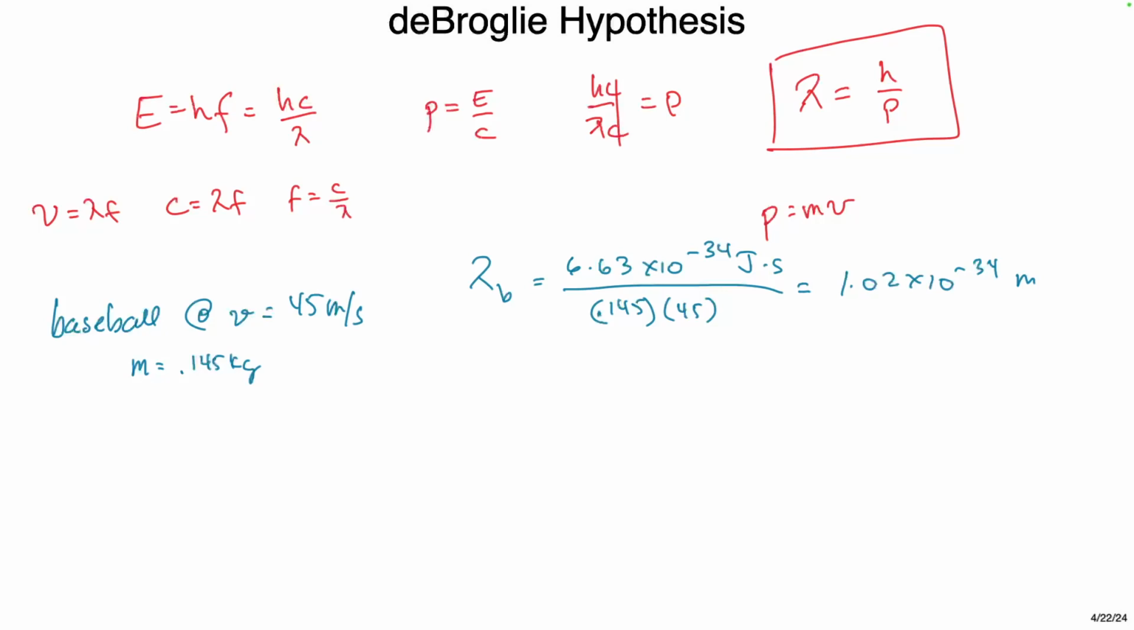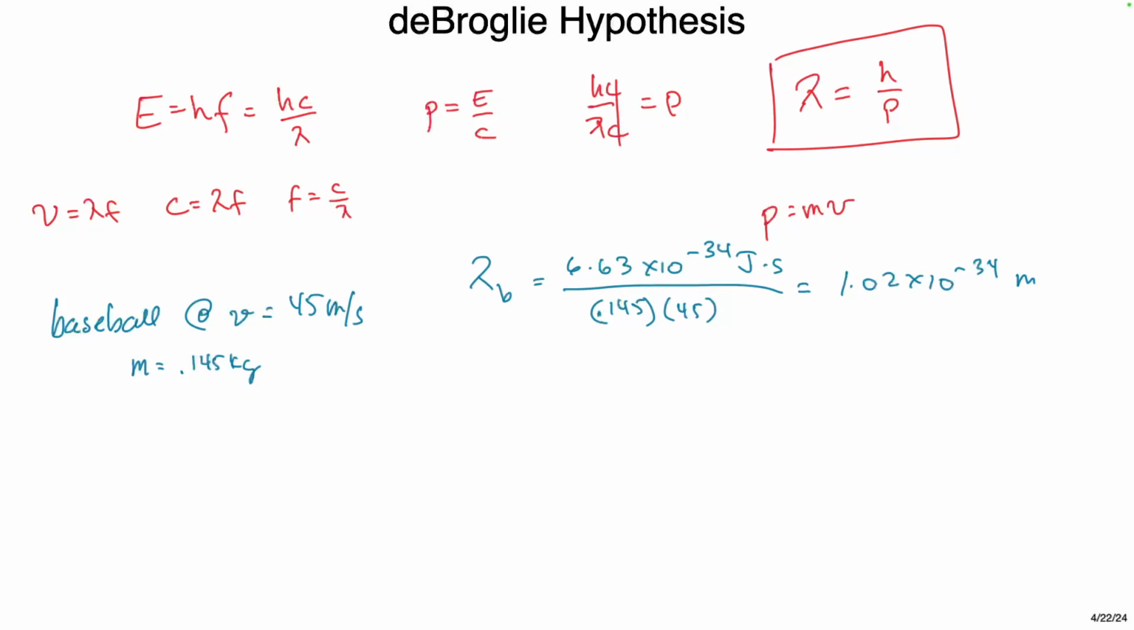Super small, right? The momentum of a baseball, compared to Planck's constant, Planck's constant wins. It's 10 to the minus 34 divided by something that's less than 100. So the wavelength of this baseball is so tiny.